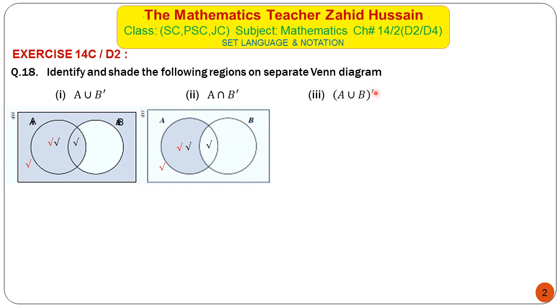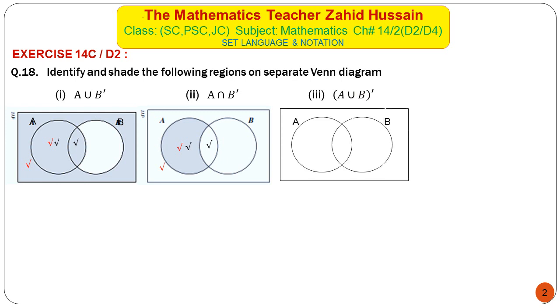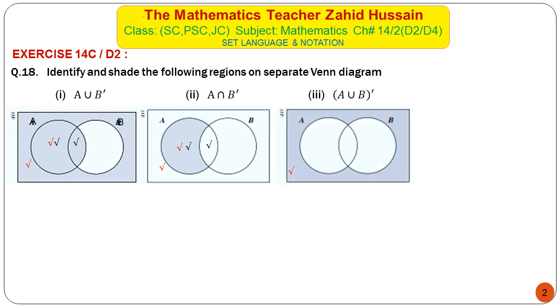A union B whole complement. Now A union B is this circle A, B or A or B both. So all these three regions belong to A union B, because there is a complement of A union B, meaning the region outside A union B. It is this one, outside these circles. So we will shade this region only, which is outside circles A and B. So this is the shading of A union B complement.